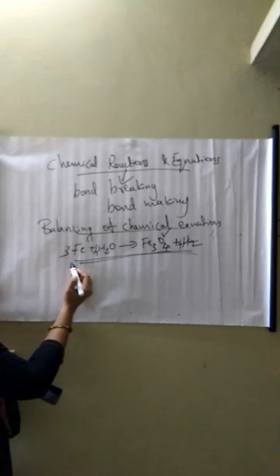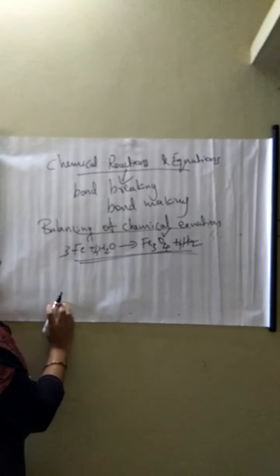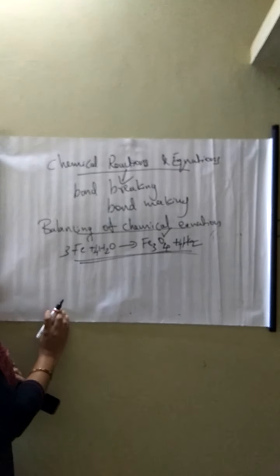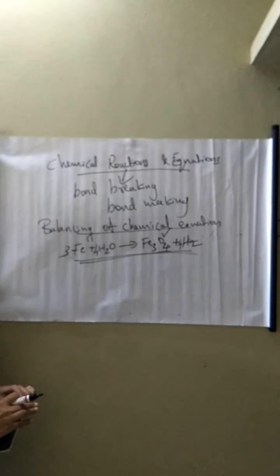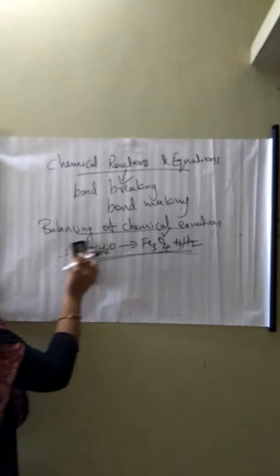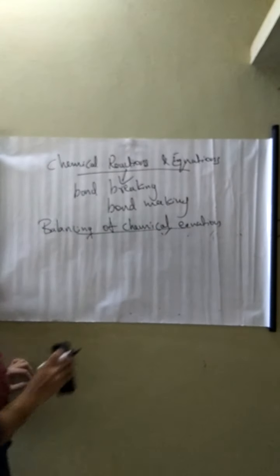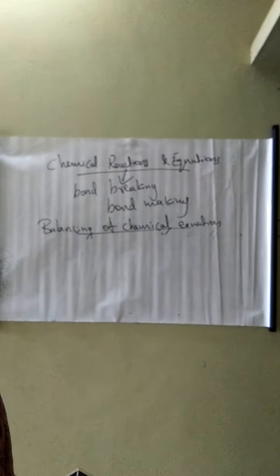If you know the physical state, you can mention the physical state also. So this is balancing of chemical equation. So you can work out more problems from your textbook. You will get more idea. Another example we can see.